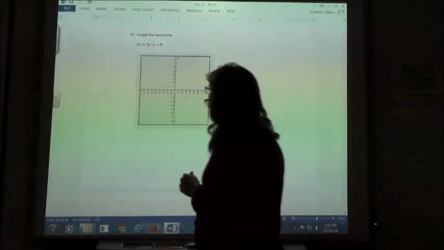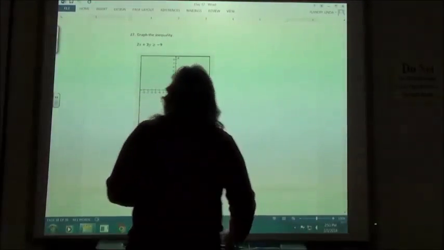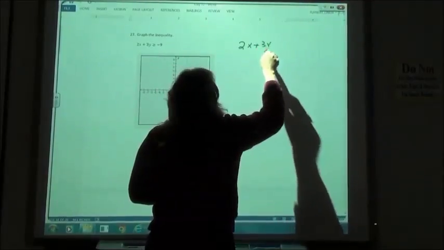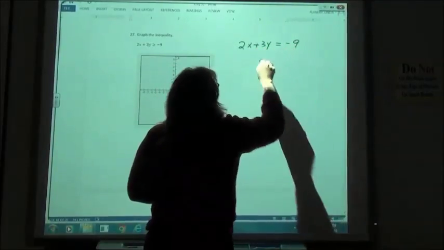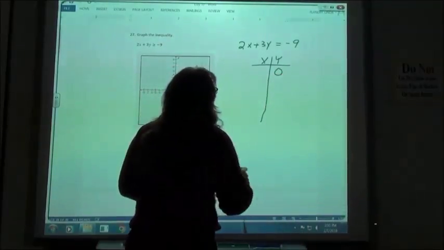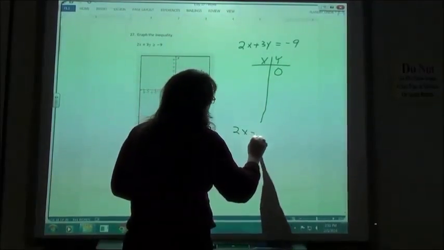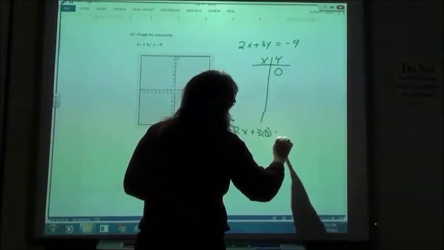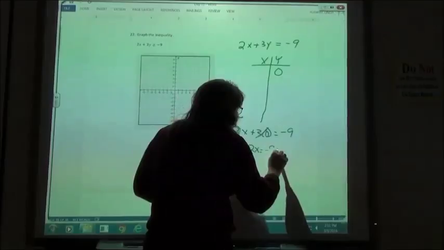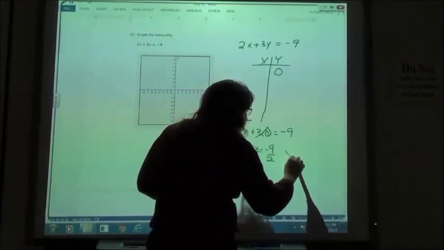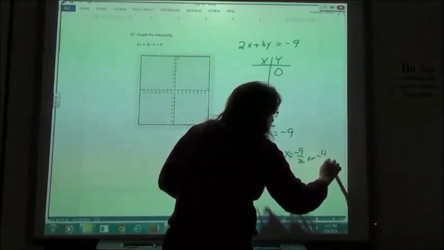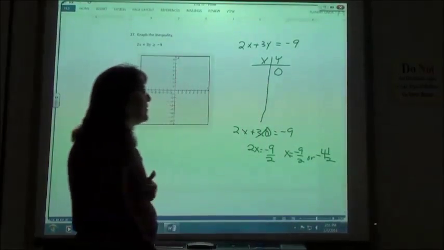So we are going to graph 2x plus 3y is greater than or equal to negative 9, pretending that says 2x plus 3y equals negative 9, finding my x and my y intercept. So 0 in for y. 2x plus 3 times 0 equals negative 9. 2x equals negative 9, dividing by 2, x equals negative 9 over 2, or negative 4.5 if I simplify that.